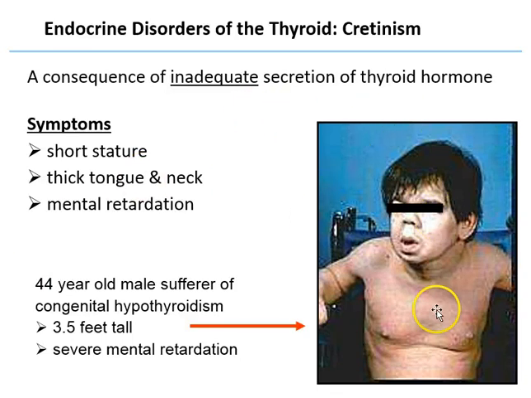So in this slide, this image, we're seeing someone who's suffering the unfortunate condition called cretinism. The symptoms of this: short stature, thick tongue and neck, and mental retardation. And here we have an image of somebody who's only 3.5 feet tall, a 44-year-old male sufferer of hypothyroidism.